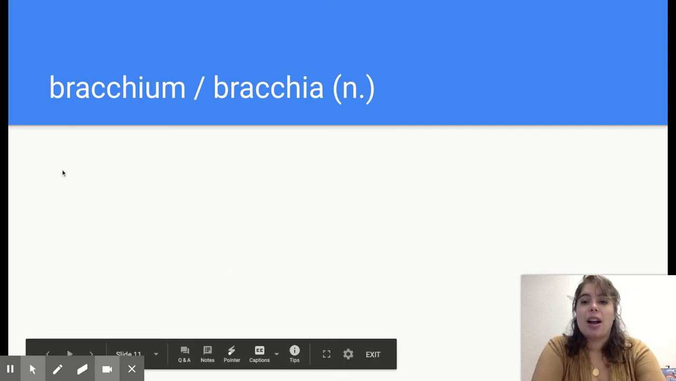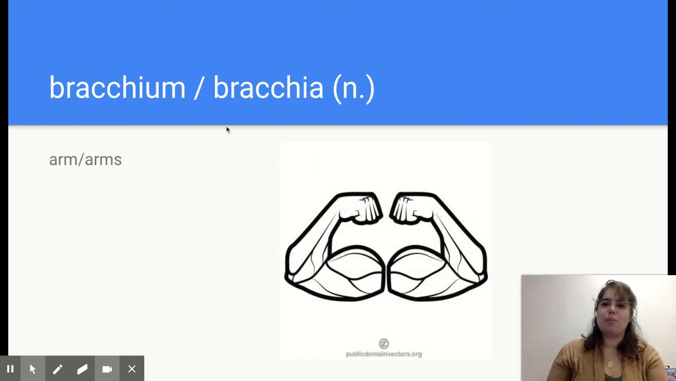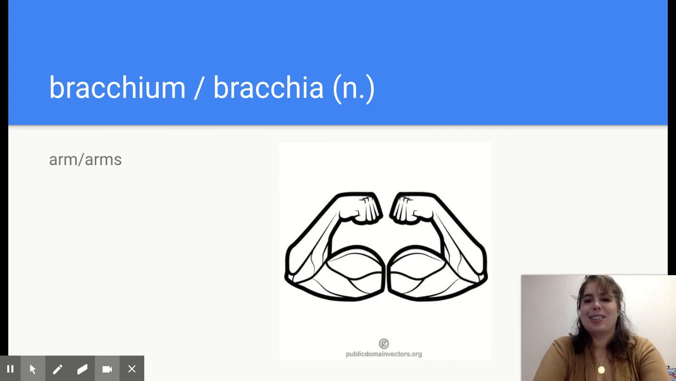Next we have brachium or brachia. This is our word for arm or arms. So brachium, one arm, brachia, two arms.